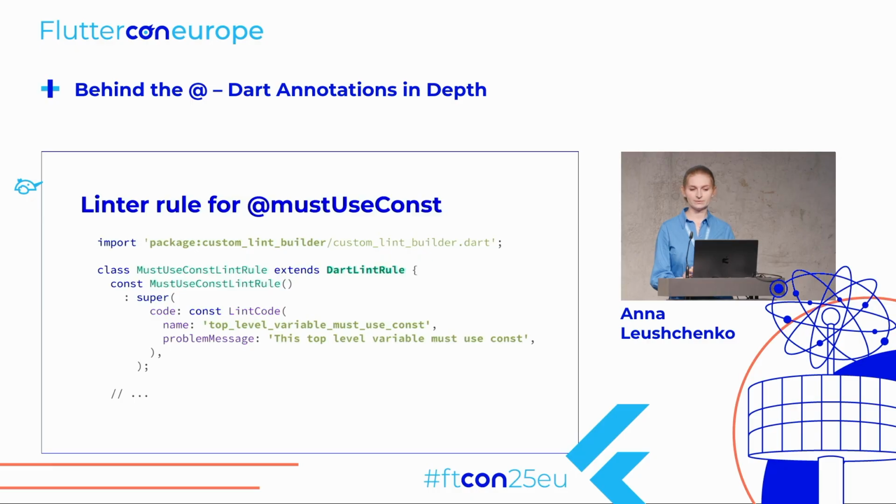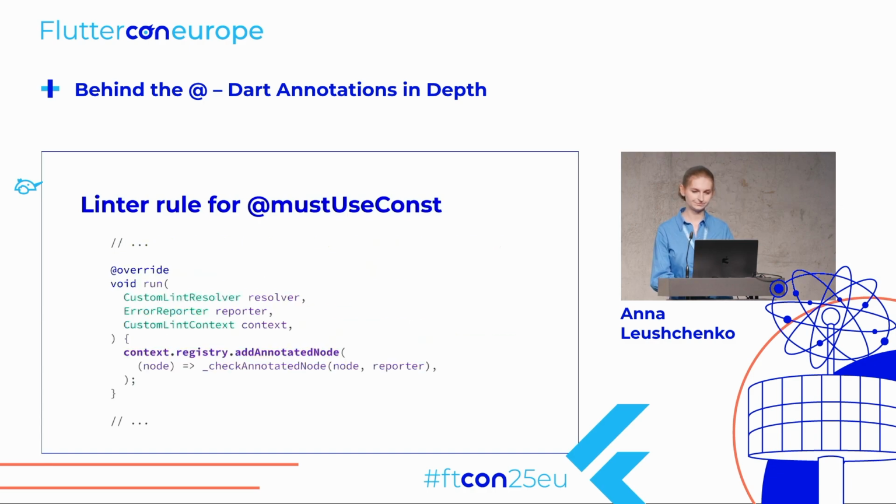Here I prepared a very simplified, maybe not the most efficient example of how such a rule could be implemented with custom lint package, just to give you an idea. Here we declare a child of Dart lint rule and describe a warning it will issue. This top-level variable must use const.